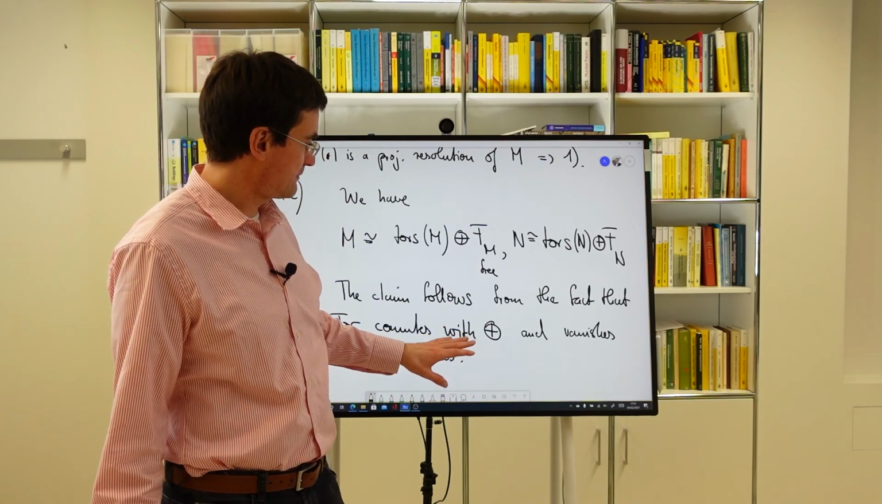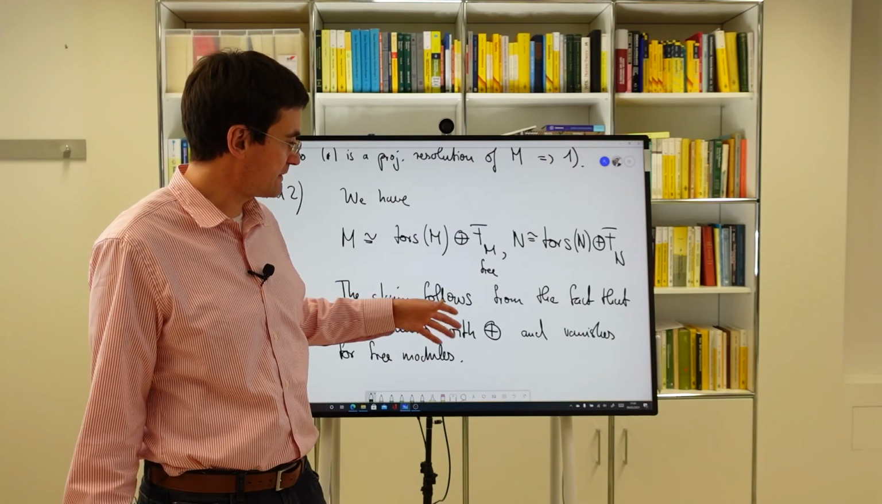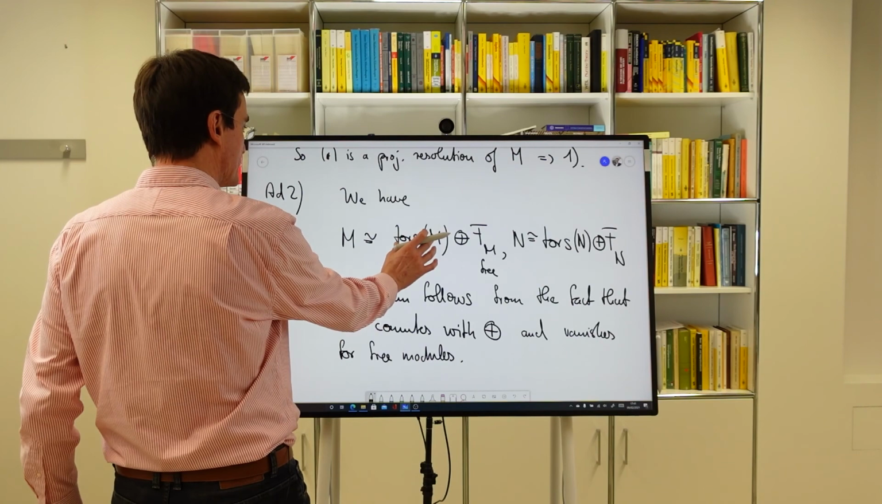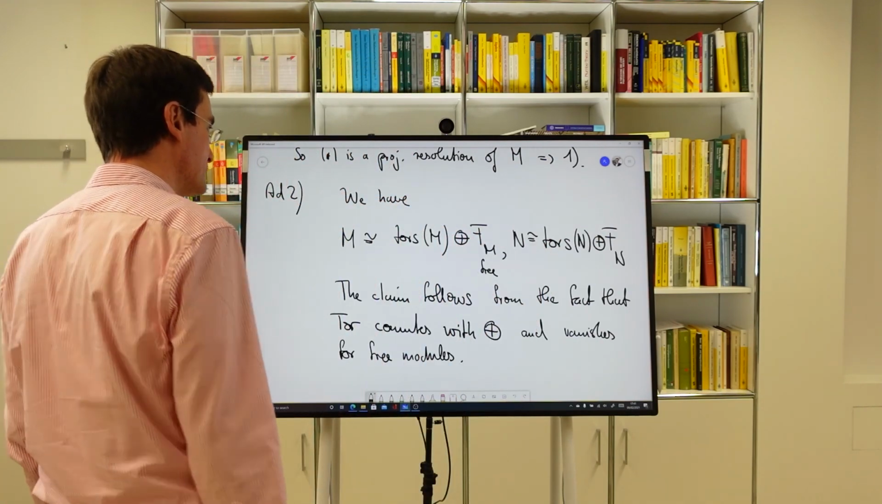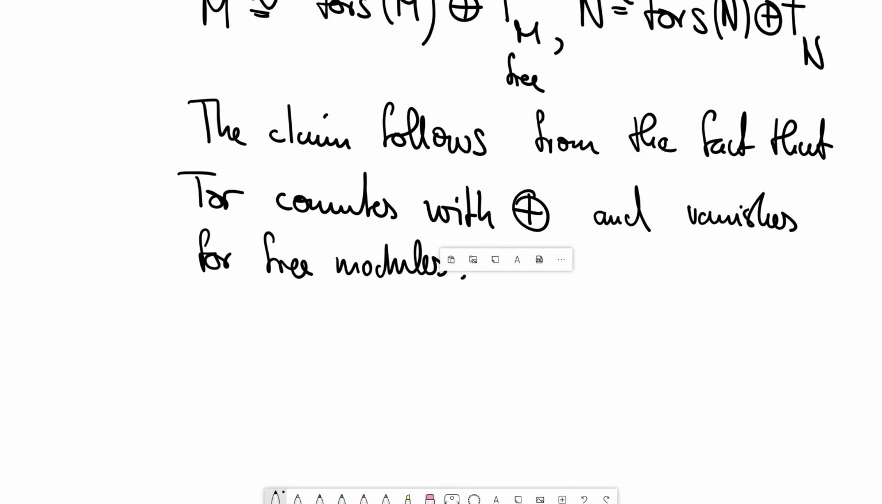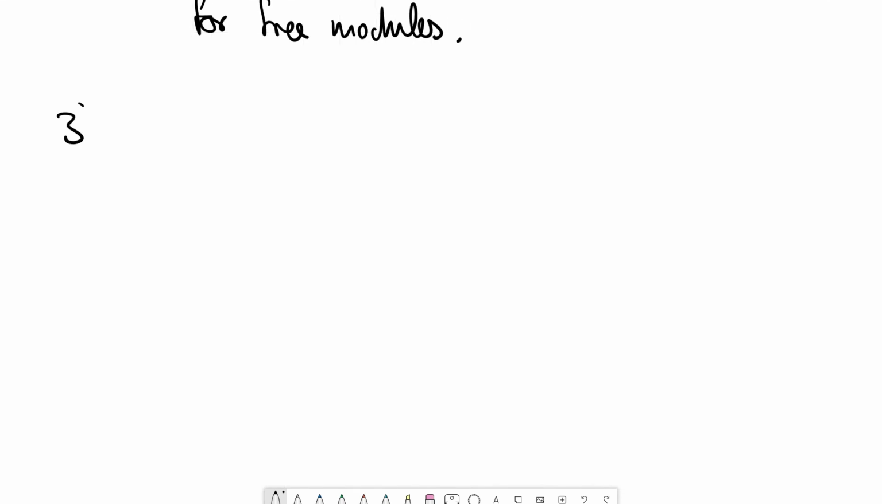In both cases, with both argumentations, you get that for free modules, the Tor vanishes, and the only thing that remains is the Tor of the torsion subgroup of M and the torsion subgroup of N, and that computes Tor of M and N. So this proves 2. The third statement was a concrete computation, very similar to the computation we had for tensor products, and I will be brief here.